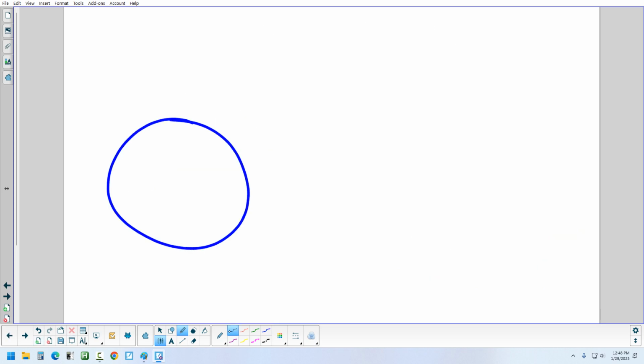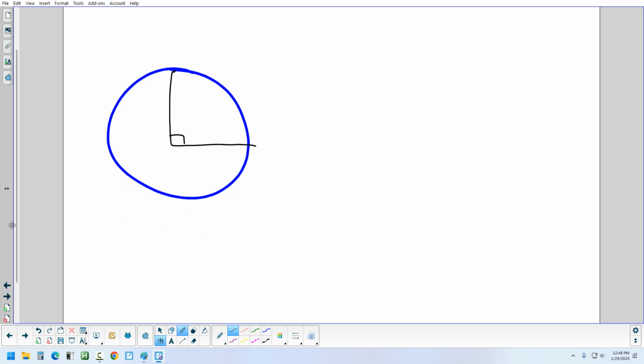Let's start by looking at this circle. How big is that angle? 90 degrees. Now, look at that arc in red. How much of the circle does that arc take up? A quarter of it. The arc takes up a quarter.